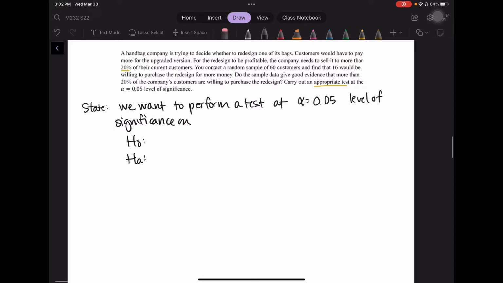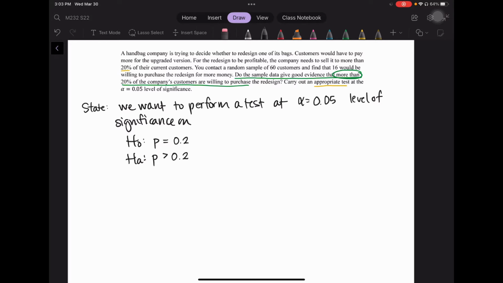We decided we were talking about percents, and so that means that our parameter is p. We're going to be dealing with proportions. Our null is always an equality statement. And then we are going to determine what our direction is based on what the claim is asking. The question says, do the sample data give good evidence that more than, that's a greater than, 20% are willing to purchase? That tells us our value that we're talking about as well. So we're dealing with more than, and we're dealing with 20%.